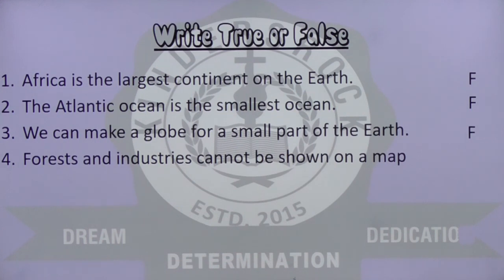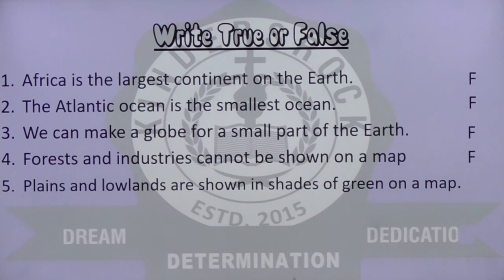Is that so? I don't think so. We can show forests and industries on a map. We can customize the map to show forests and industries. Plains and lowlands are shown in shades of green on the map. Is that a true statement? Yes, it is a true statement.